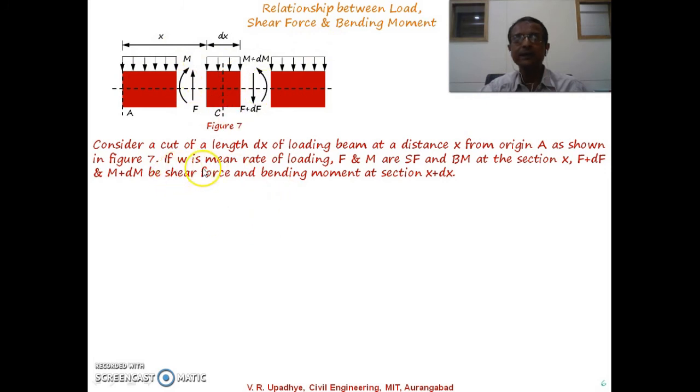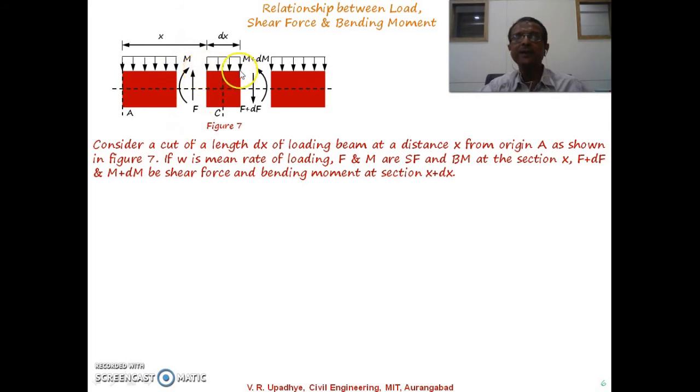So what is said while writing this statement is, if W is the mean rate of loading and F and M are the shear force and bending moment at section X. So what is shown over here? This is the value of shear force F and this is the value of bending moment M at this particular section.